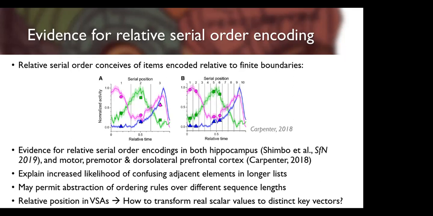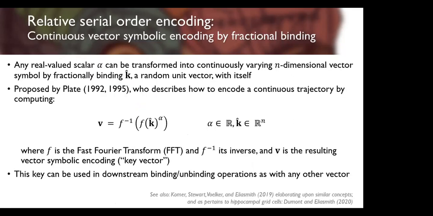However, unlike absolute ordinal position that I've just demonstrated on the previous slide, encoding relative position using a VSA requires us to define a reliable way of transforming real scalar values to distinct positional key vectors. So how do we do that? Let's talk about relative serial order encoding and how we can encode a continuous value.